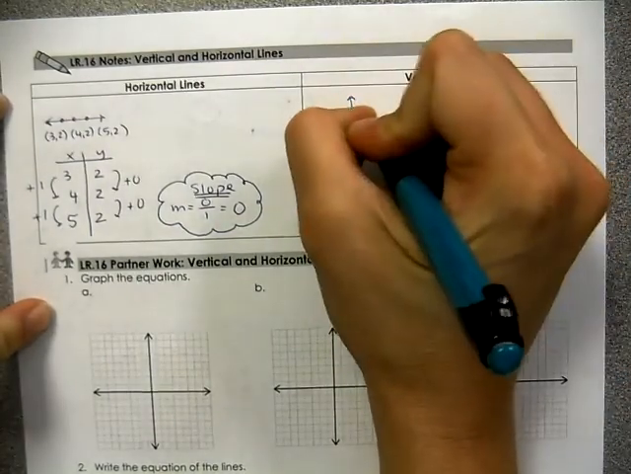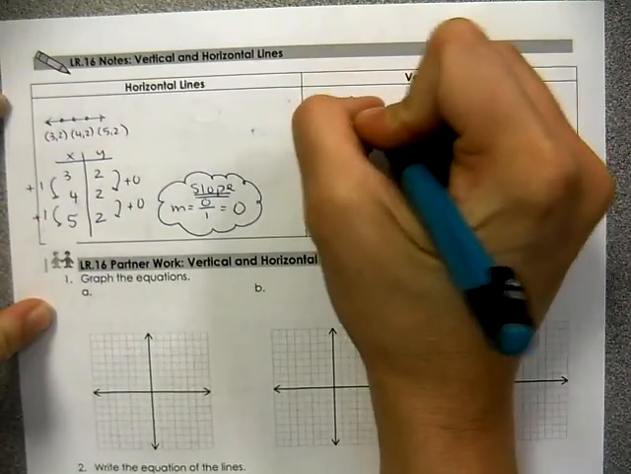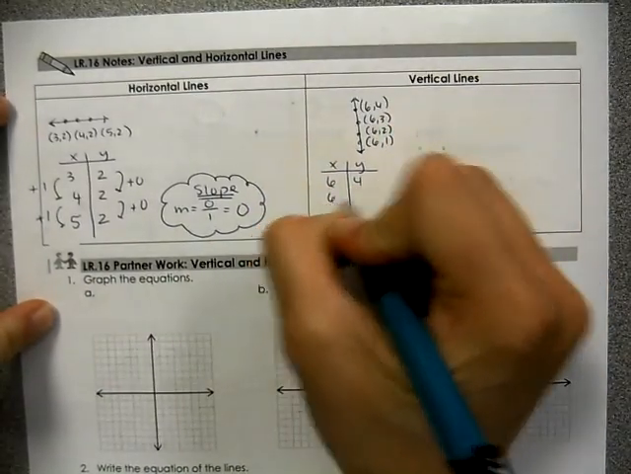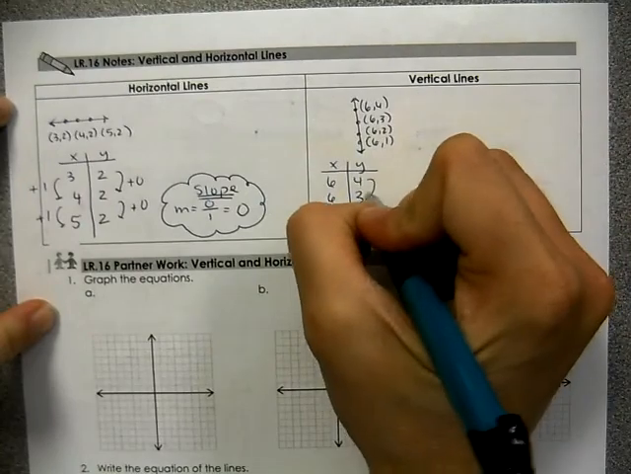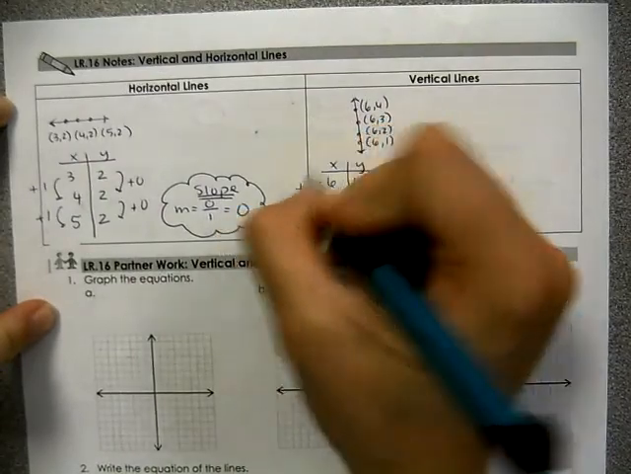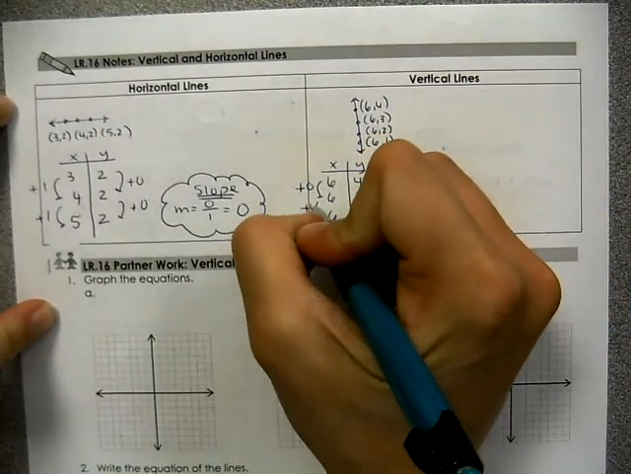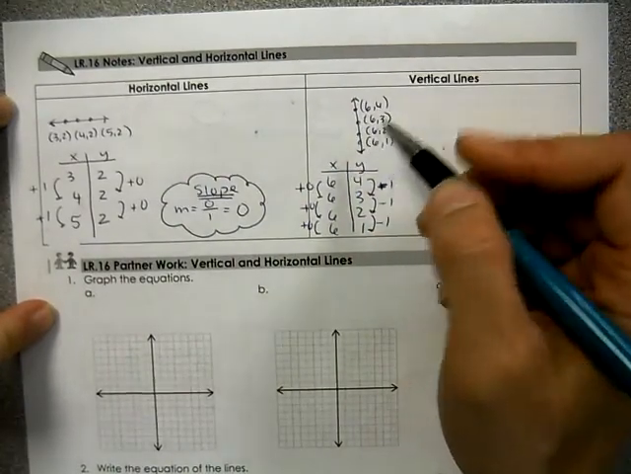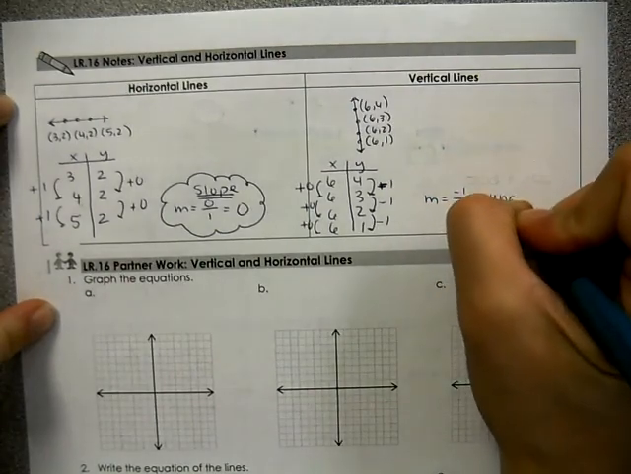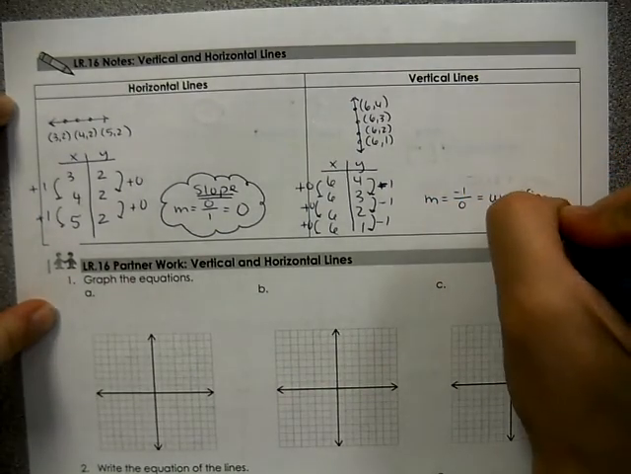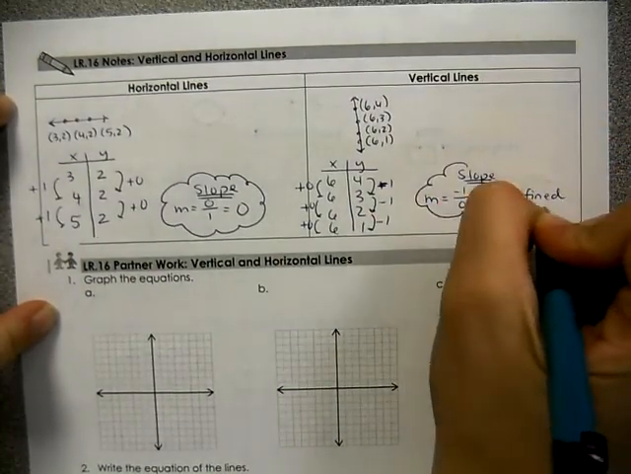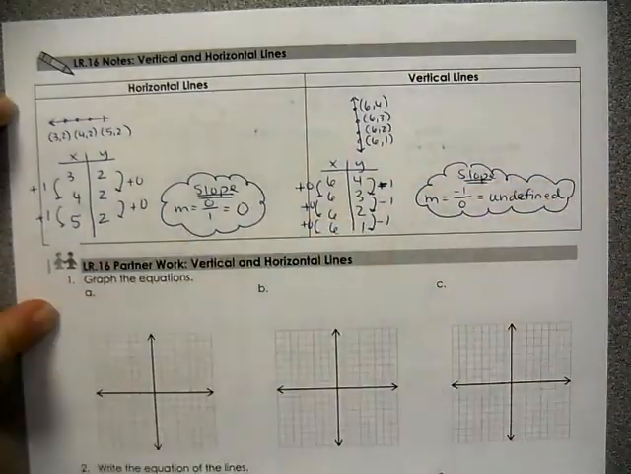This could be 6, 2, 6, 3, 6, 4. If I were to look at that as a table, 6, 3, 6, 2, 6, 1, what I see is that my y values are changing, but my x values are not. And when my x values don't change, if I'm finding my slope, my change in y over change in x, this would actually be undefined. And if I put that in my calculator, the calculator would say error. So a vertical line has a slope that's undefined, and a horizontal line has a slope that's 0.